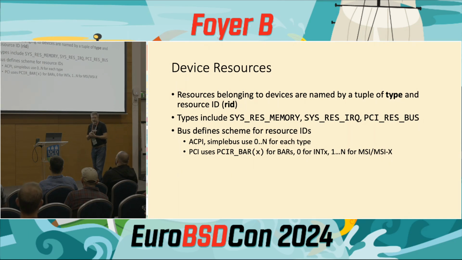And then for interrupts on PCI, we use 0 for the legacy interrupt pin interrupt that you can have. And for message signaled interrupts, we use 1 to however many you've allocated. And that's how you can tell which type of interrupt you're working with on PCI. But the important part, I guess, is the RID is something the bus defines. And so you have to know when you're writing a device driver what your bus uses. And as a bus, you have to pick a scheme for how you're going to consistently name your resources.